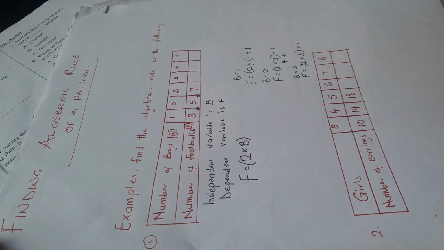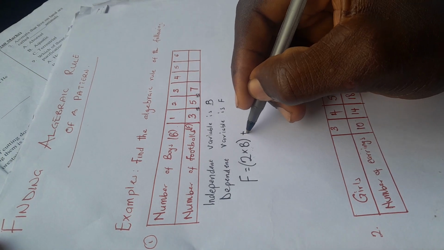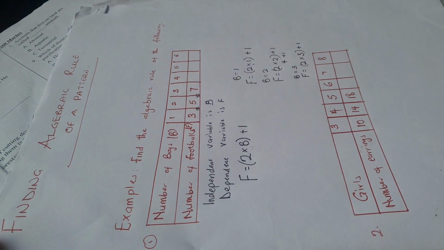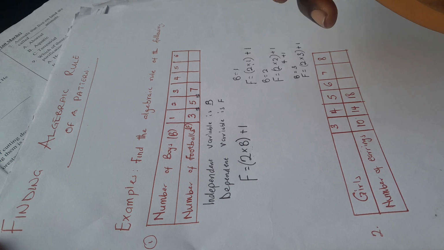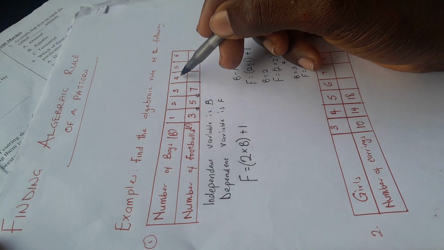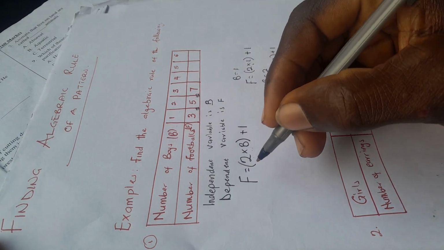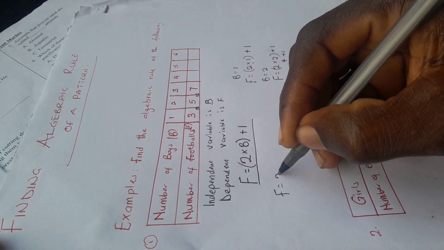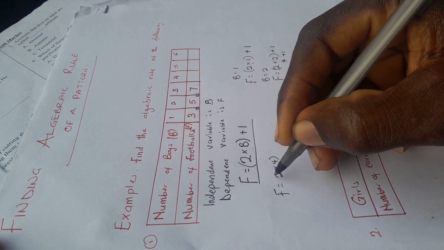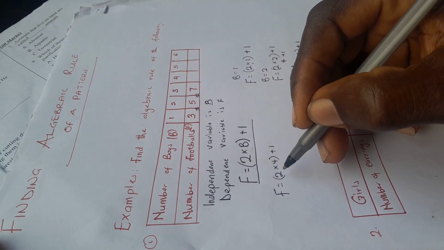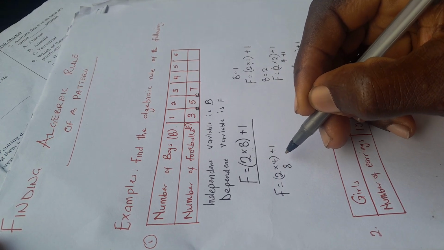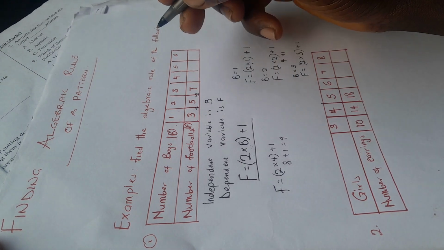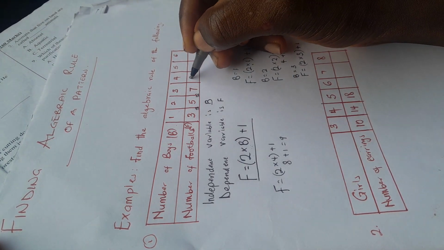So that implies that we have to add 1 to our formula to make it equal to the rule. Now, let's check up and see. If b is now equal to 4, then we are going to apply our formula. So we get f equal to 2 times 4 plus 1. Then 2 times 4 is 8, and we have plus 1, which is equal to 9. Therefore, the value that corresponds with 4 here is 9.